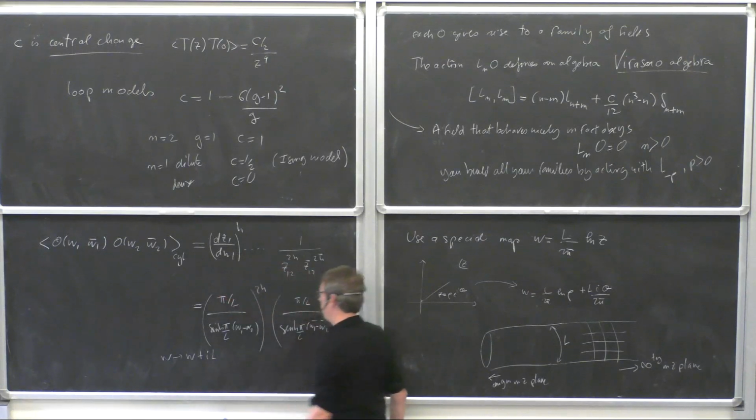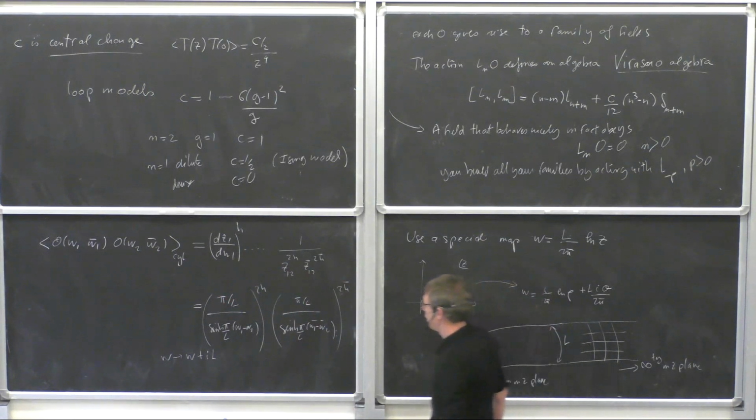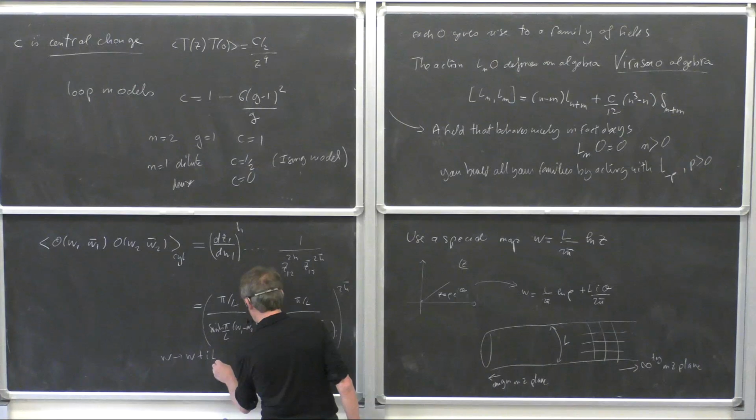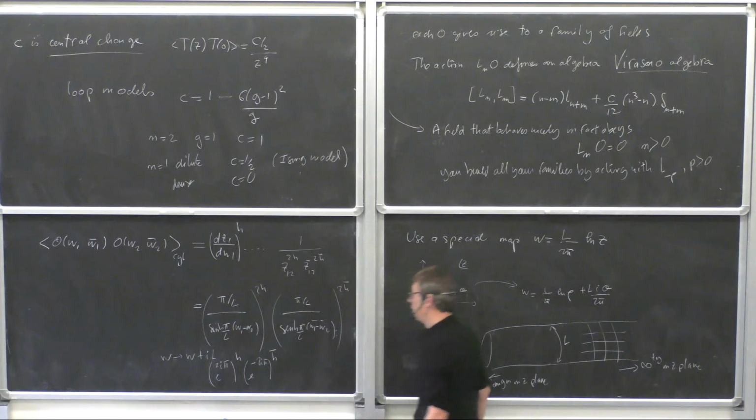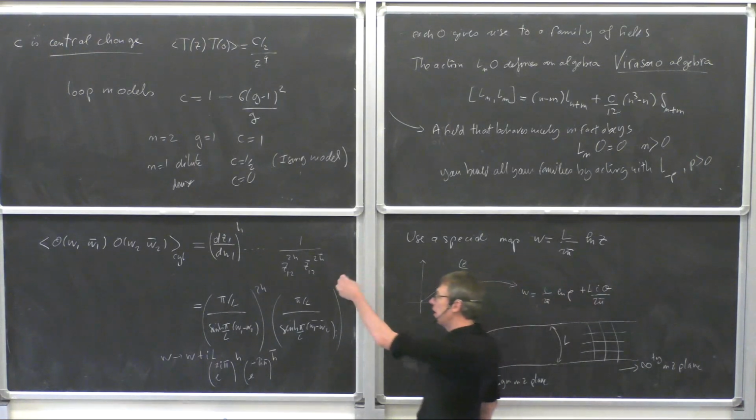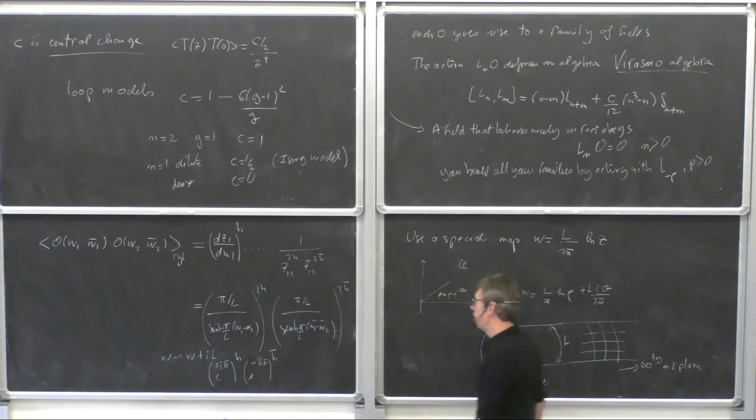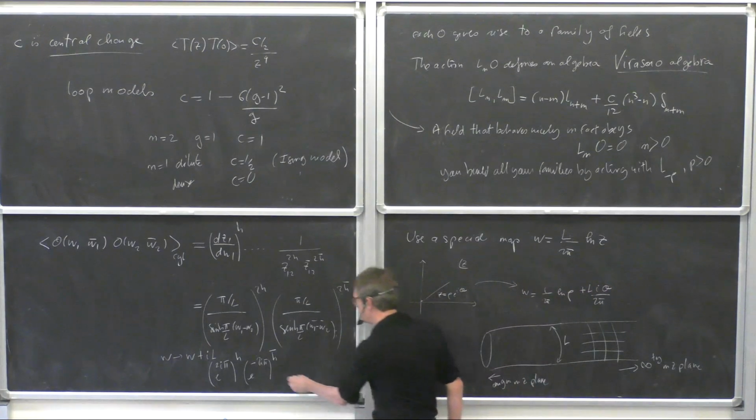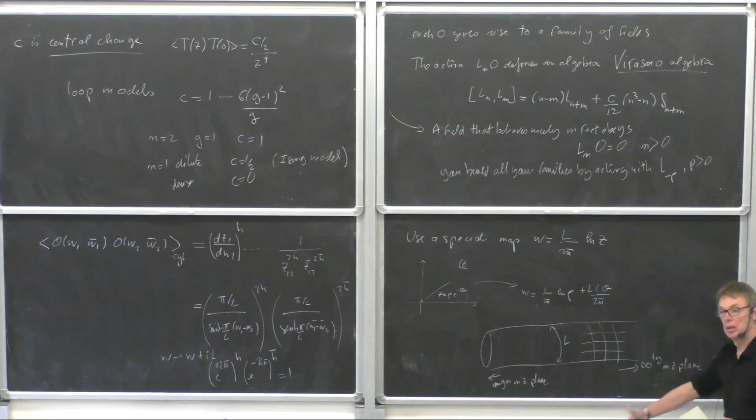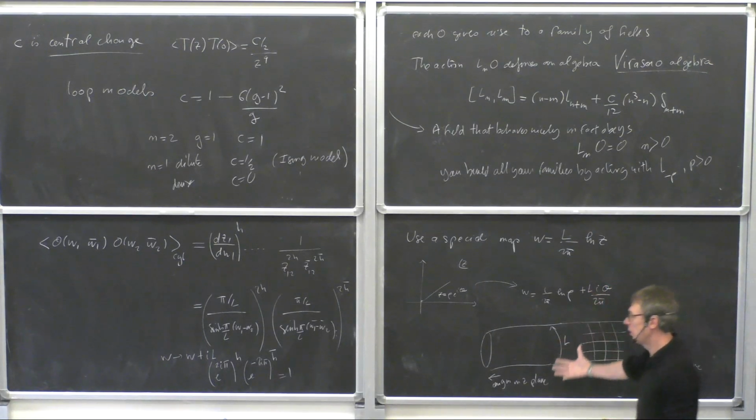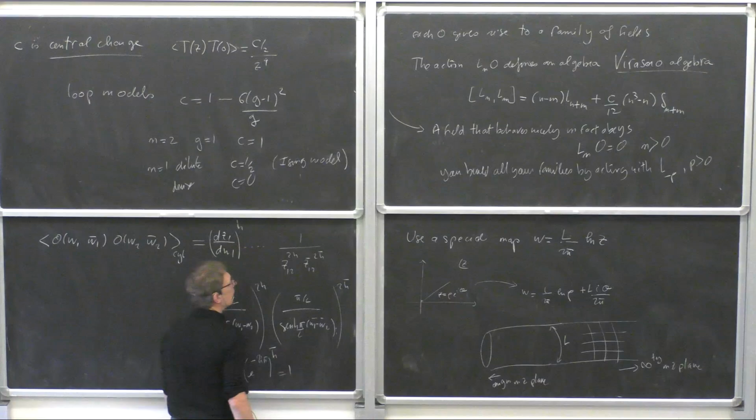IL, I get a factor e to the 2 i pi h from this term and e to the minus 2 i pi h bar from this other term. So I get e to the 2 i pi times h minus h bar, and I said I would only consider h minus h bar integer. So this is equal to 1. So indeed, the two-point function on the cylinder is periodic, which it should be because that's the geometry of the cylinder. So we're kind of happy with that.